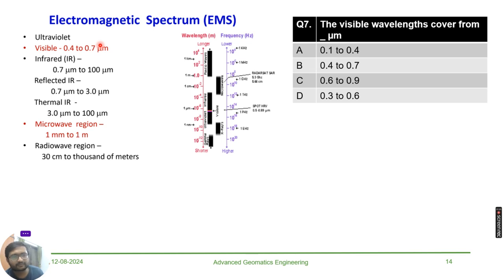Then if we go beyond, in this particular region from 0.4 to around 3 micrometer, it is known as optical remote sensing, where the reflection is taking place. So what is happening, like how you are able to see, let's say this particular flower is there.